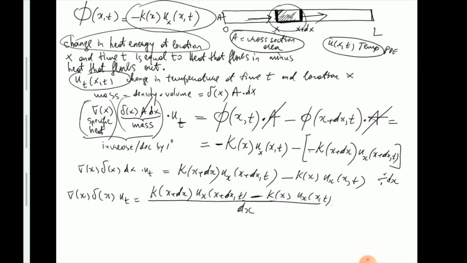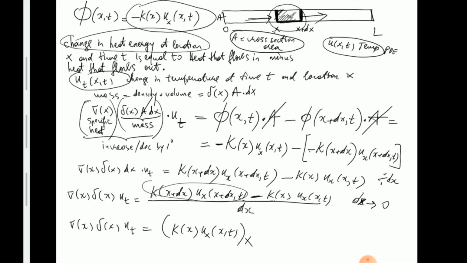Look carefully here. Basically, t is the same, it doesn't change, but on the first term we have x plus dx, and on the other this is just x. This is like a difference quotient. You could have replaced dx with h if you want, but as dx goes to 0, what you have on the right-hand side is basically partial x of the product between k(x) and u partial x of (x, t). So partial x again.